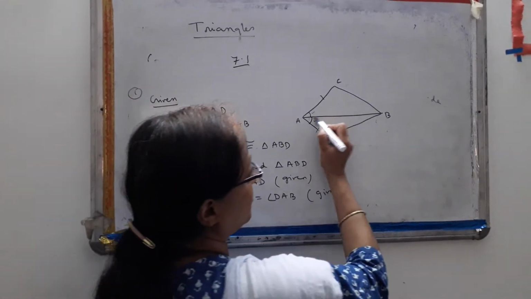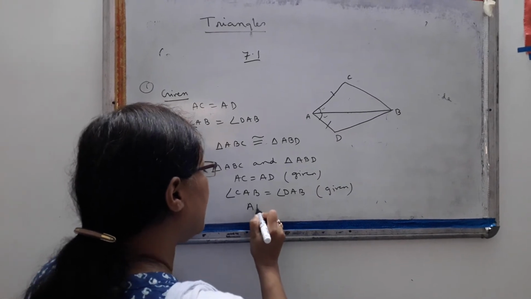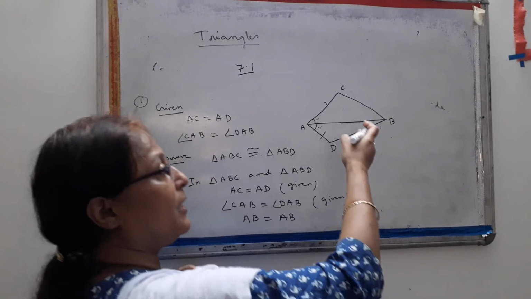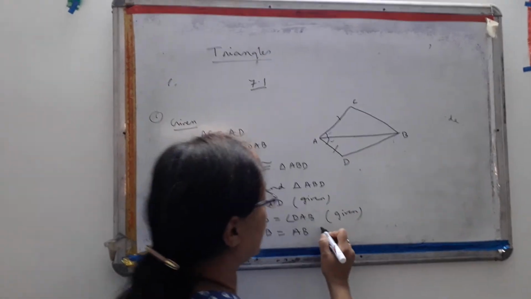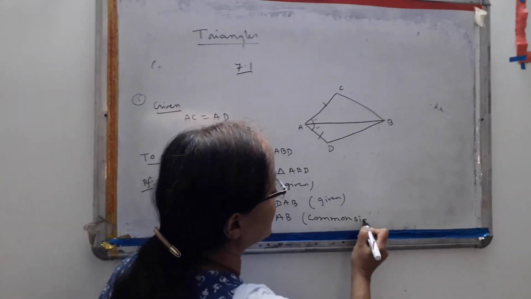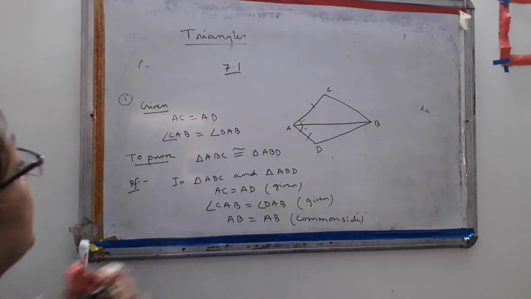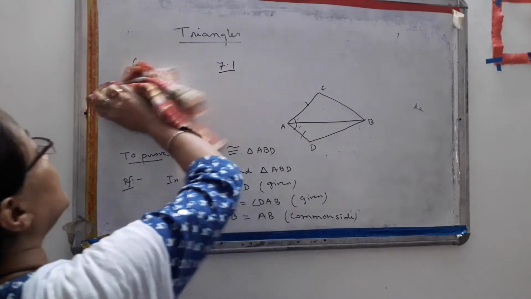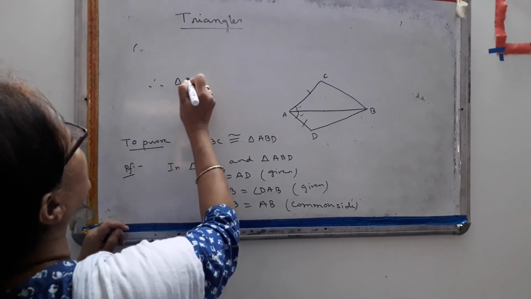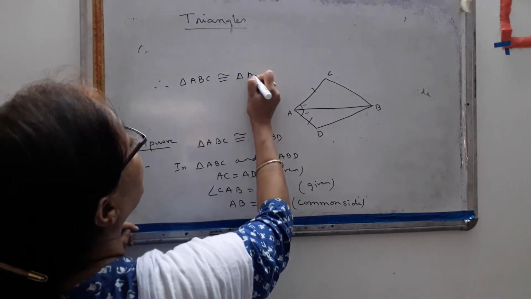Third line is what? You see this side. You can see it is in this triangle also. It is in this triangle also. So we can write AB equal to AB. It's a very easy line. When any line comes like this, containing in both the triangles, you can write, and the condition is common side. Common side. That means I am getting three lines. When I am getting three lines, I can write their congruence. After that, you write here: therefore triangle ABC congruent to triangle ABD.